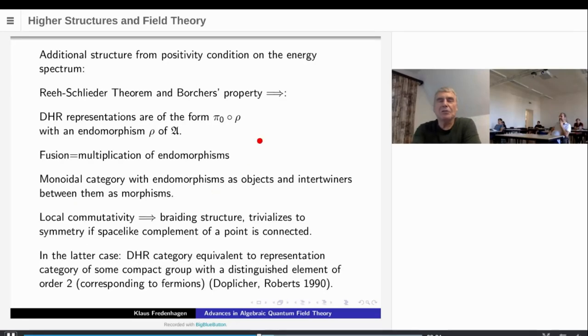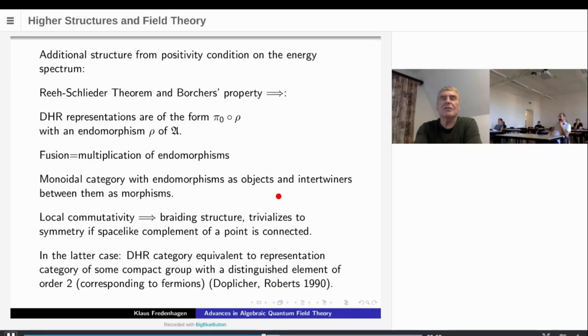And moreover, now you can use the other structure you have, in particular local commutativity. Local commutativity then gives you some braiding structure. So you show that the product of representations does not depend on the order, but when you multiply the intertwiners, then this depends on the order, and the difference is given then by some unitaries, and the unitaries just create a representation of the braid group.